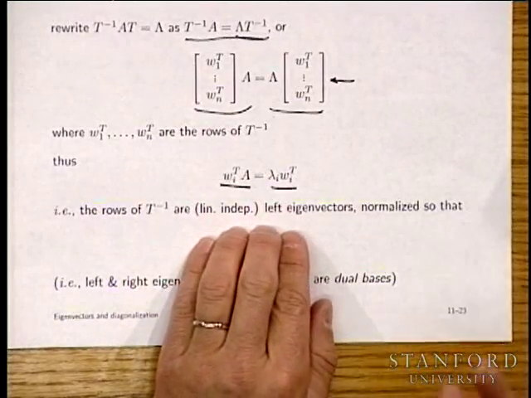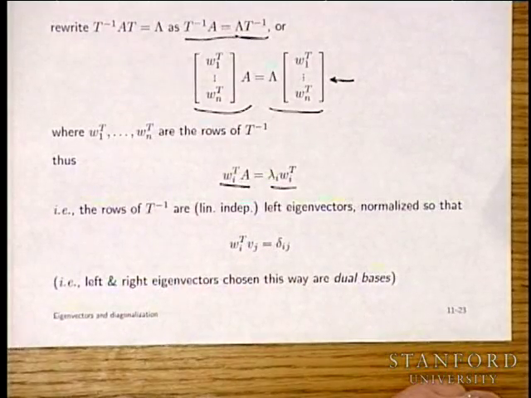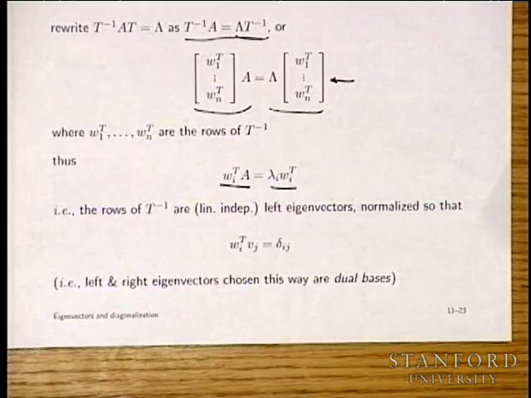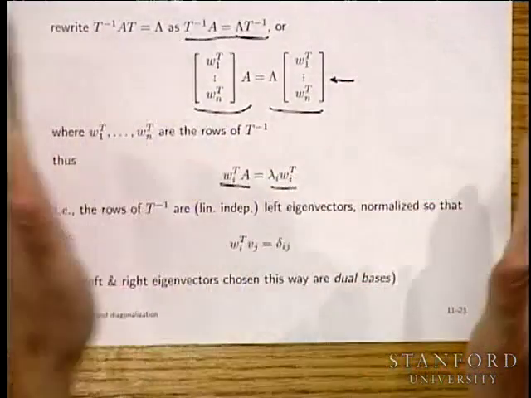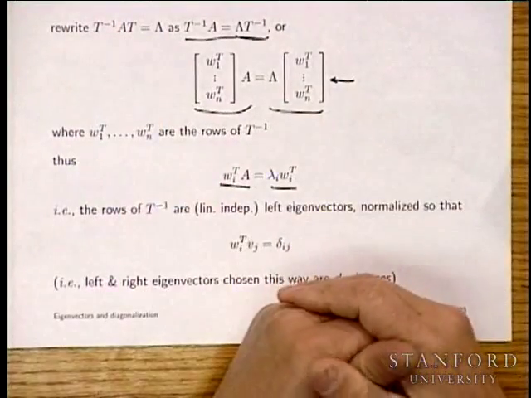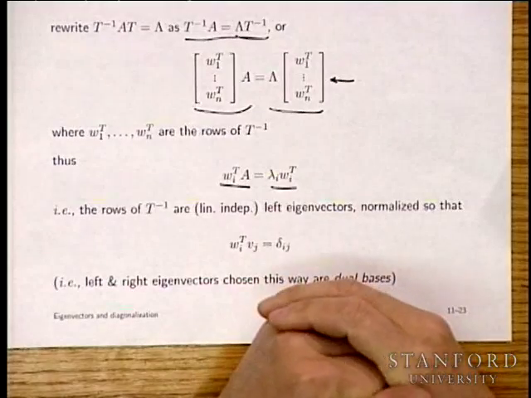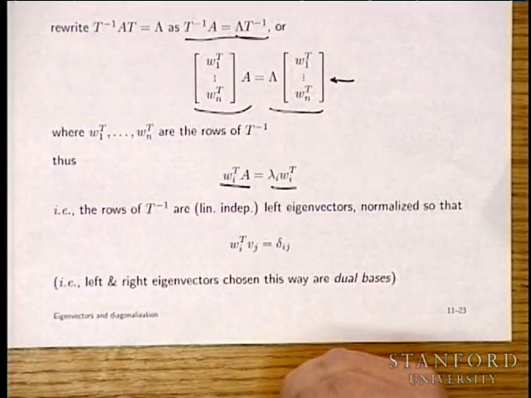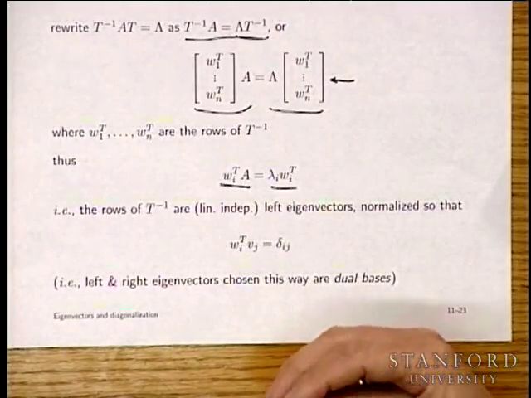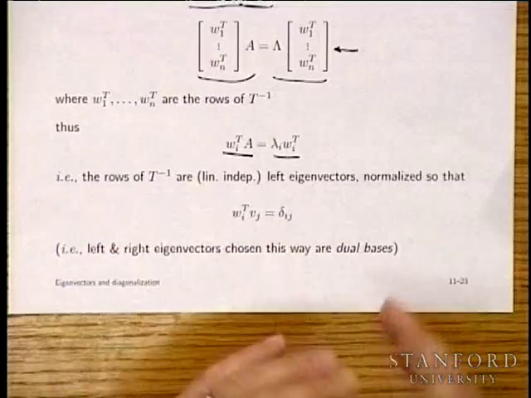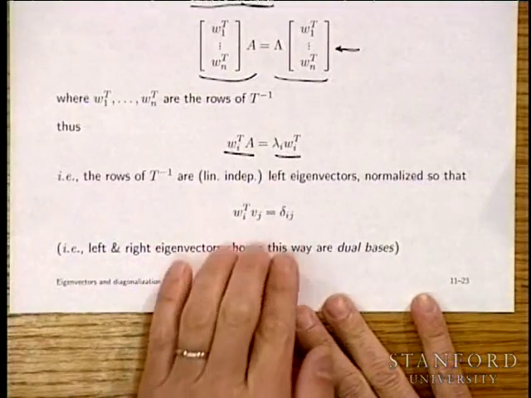So actually, let me just review what this says. It says that if you take a linearly independent set of eigenvectors for a matrix and concatenate them column by column into an n by n matrix, you invert that matrix and you look at the rows of the result, those are left eigenvectors. That's what that tells you. But it's not as simple as just saying that it's any set of left eigenvectors. They're actually normalized in a very specific way.